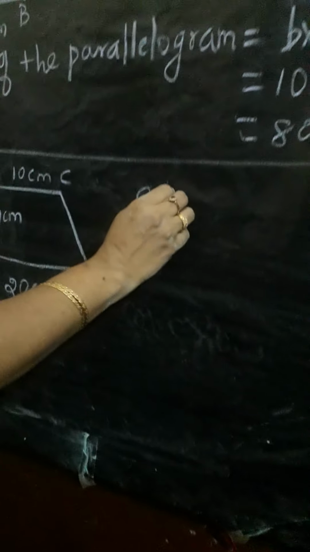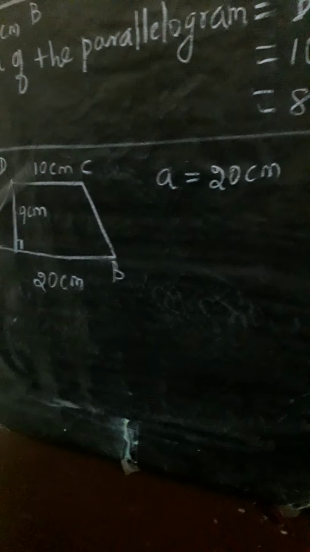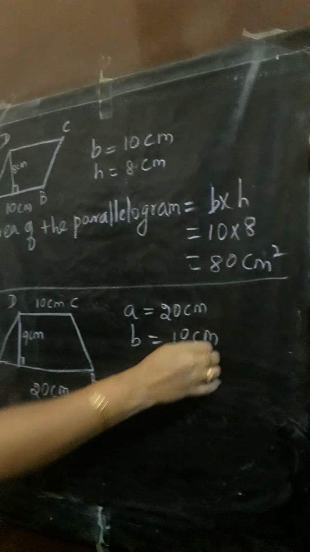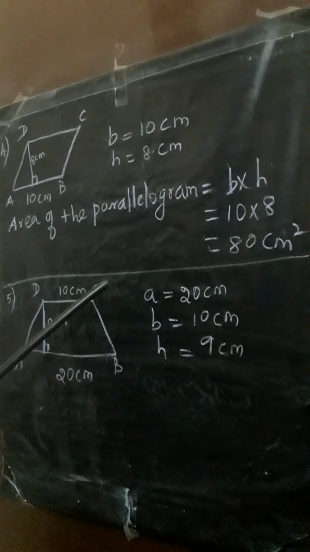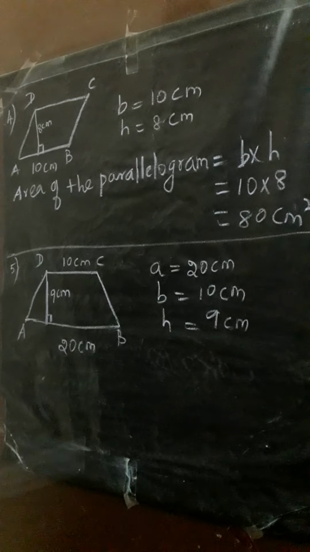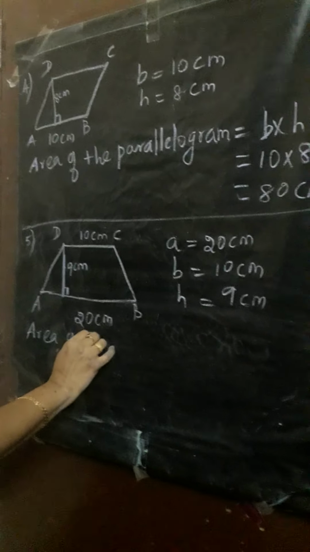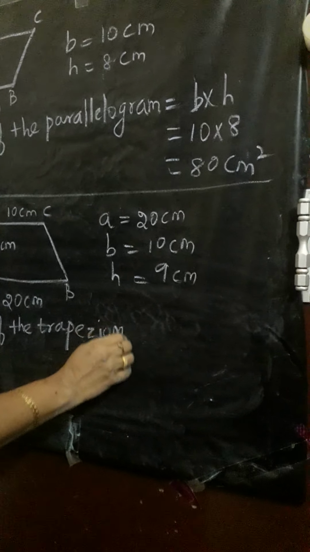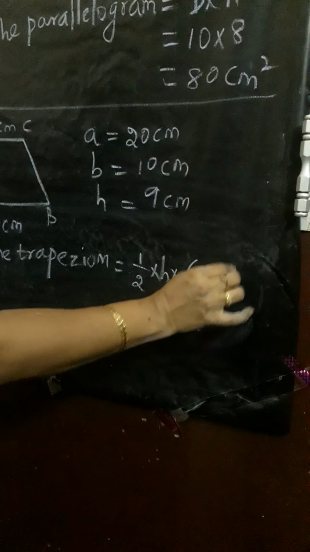One side A equal to 20 centimeter. Opposite parallel side B equal to 10 centimeter and height H equal to 9 centimeter is given. First you write the value for A, B, H. Next you write the area of the trapezium formula. What is the formula for area of the trapezium? Area of the trapezium equal to half into H into A plus B.